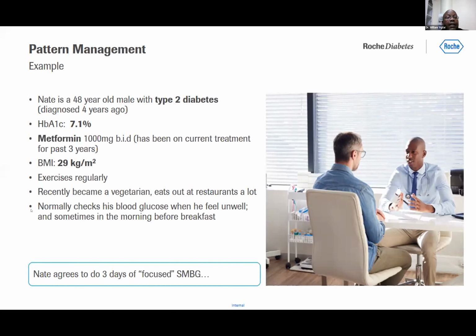And look at his testing. He checks his blood sugar when he feels unwell, PRN. This is what we are referring to, and this is not structured testing. And sometimes in the morning before breakfast. So what has been emphasized here is that the clinician cannot make use of that information. So there has to be an agreement. I think these two people discussing are talking about focused SMBG in the manner that we have discussed.